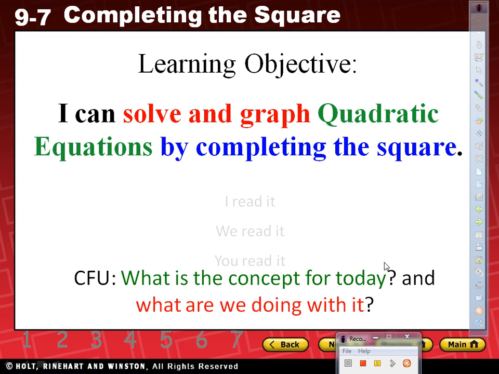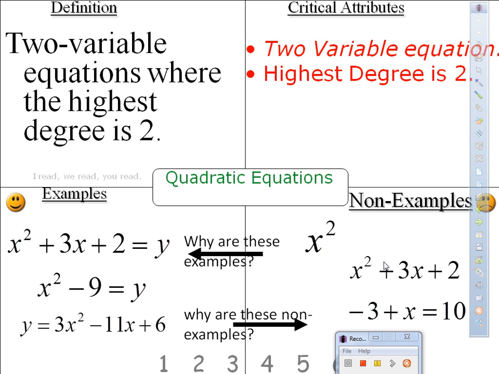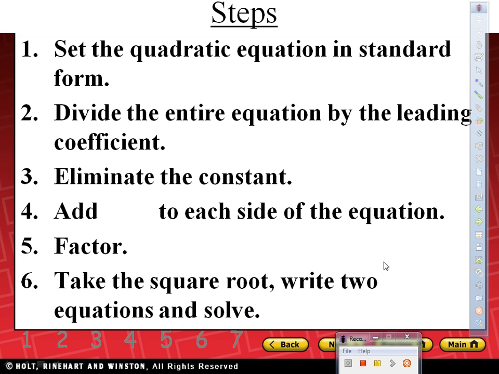Okay? That's why we didn't need the Frayer model. We already know what quadratic equations are. In our steps, I gave you guys 6 steps. The first one we already know automatically. We need to set the quadratic equation in standard form. Step 2, divide the entire equation by the leading coefficient. By now you should know what a leading coefficient is.